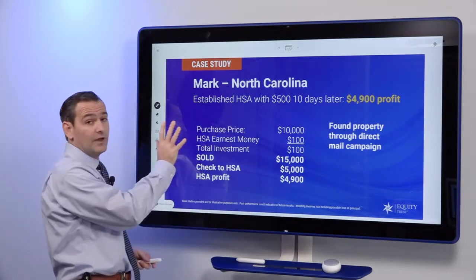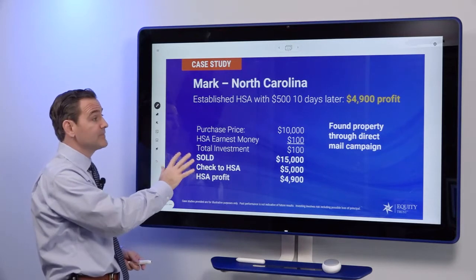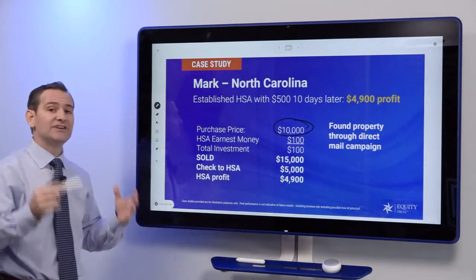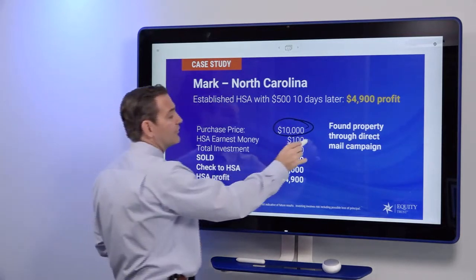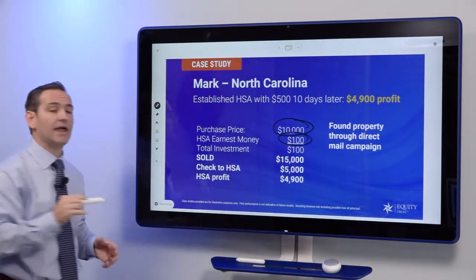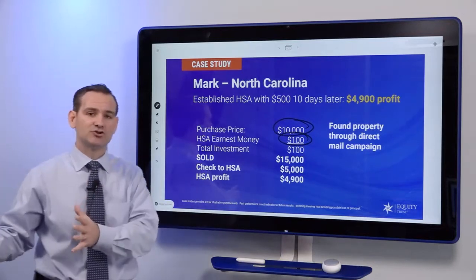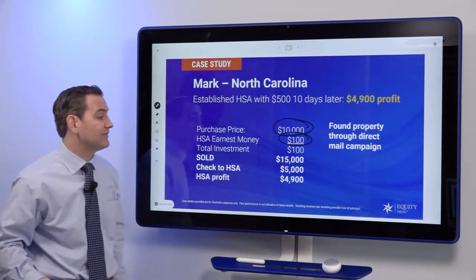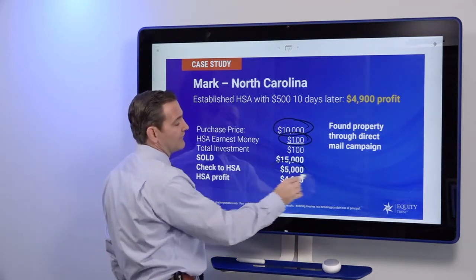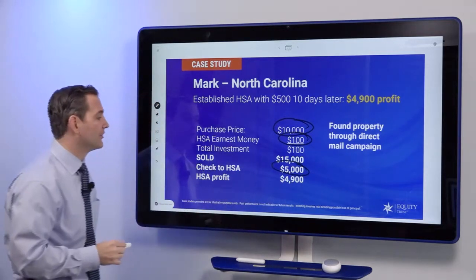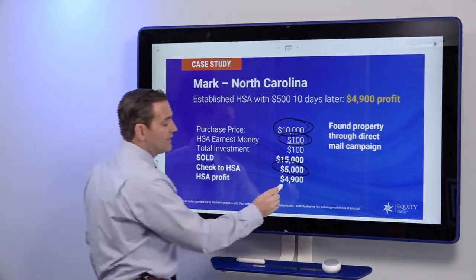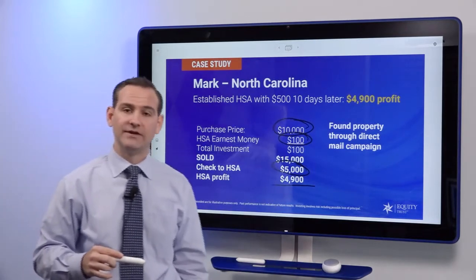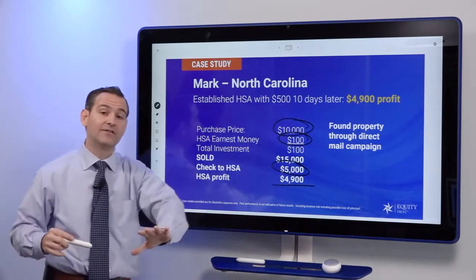So he found a property in North Carolina. He got it under contract for $10,000. His HSA made a $100 earnest money deposit, and then he assigned that contract to an investor buyer. He assigned the contract for $15,000. He made the spread of $5,000 after his $100 earnest money deposit was accounted for. He made a $4,900 tax-free profit. So that's $4,900 that went back into the HSA.